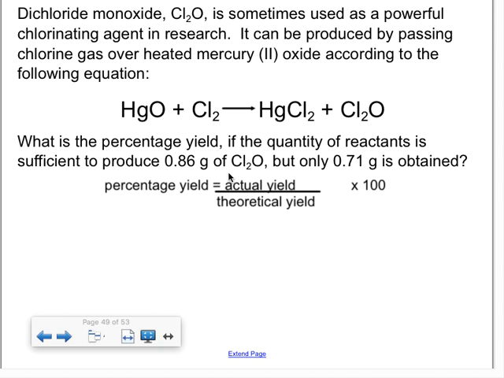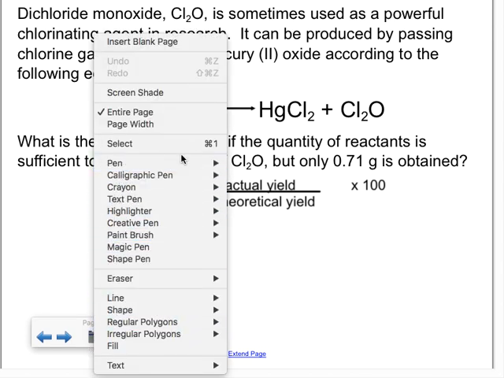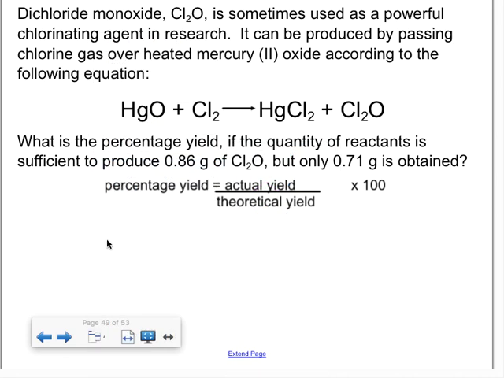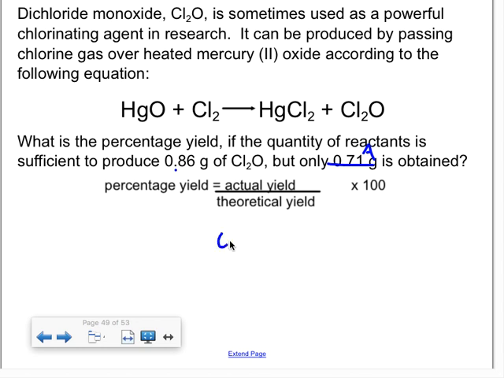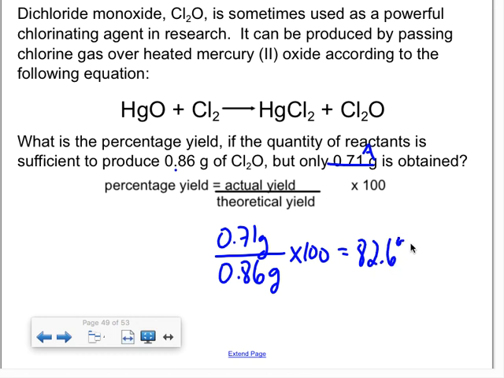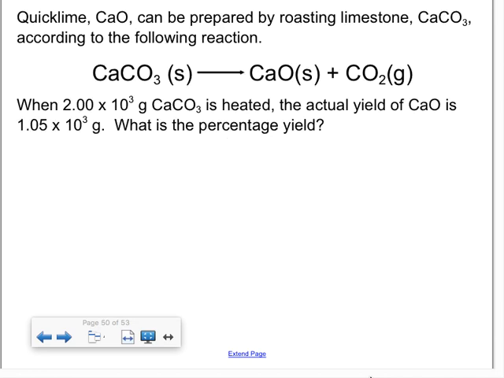Okay? So let me grab my pen here. Make sure I have a pen. Okay. So this is my actual, and this was my theoretical. All right. So actual is 0.71 grams divided by my theoretical, 0.86 grams times 100. All right. So you punch it in a calculator, and you get 82.6%. That's it. Pretty simple. Let's look at another sample problem.